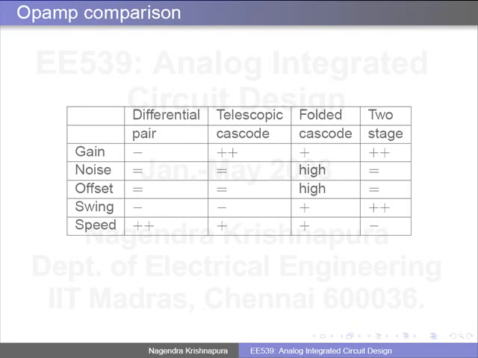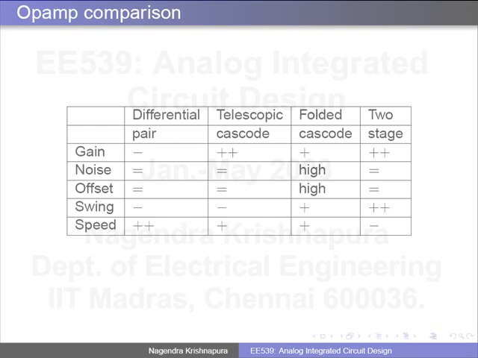And the swing is very poor for the differential pair and the telescopic cascode, high for the folded cascode, and highest for the 2-stage op-amp. Essentially, to get the highest swing, you need to have a common source like structure at the bottom and a common source like structure at the top. That's the best you can do.